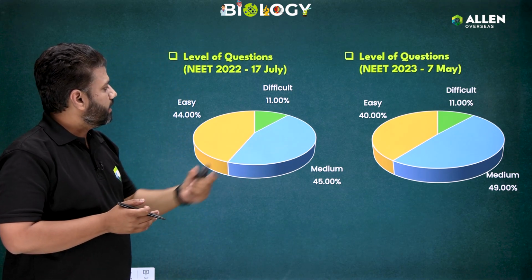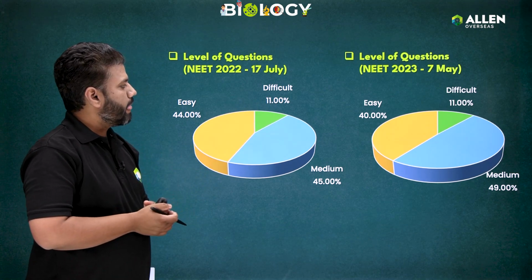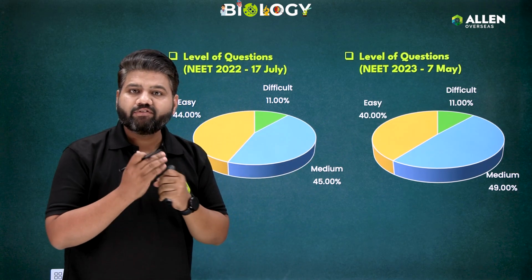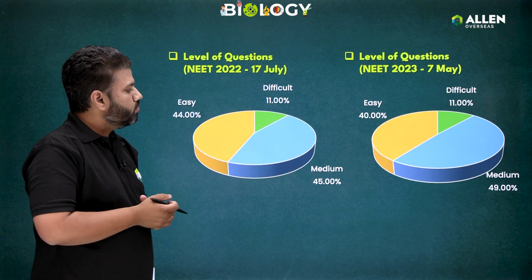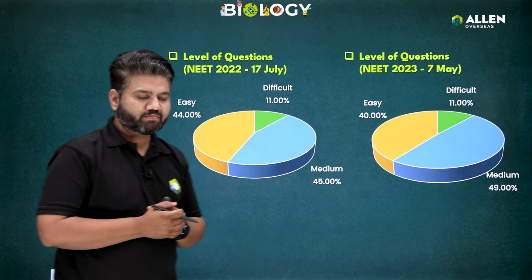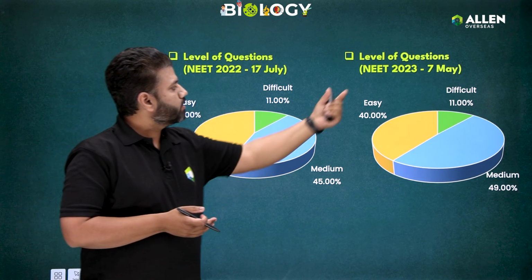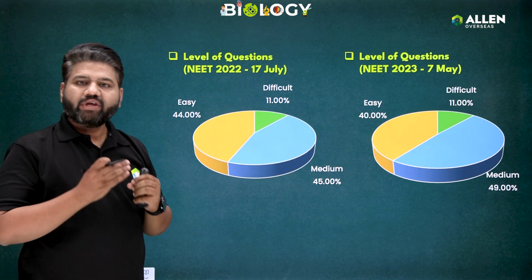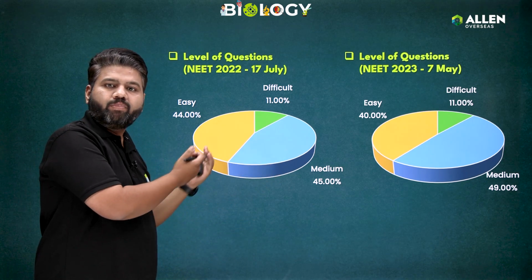Now we will see a comparison between the difficulty level of NEET 2022 and NEET 2023. Difficult questions in the 2022 paper were 11%, and difficult questions asked in NEET 2023 are 11%. Medium questions were 45% in NEET 2022, while medium questions in NEET 2023 were 49%. Easy questions were 44% in NEET 2022, and in NEET 2023 it dropped to 40%. So we can conclude that this paper is a little bit difficult in comparison to the previous year.